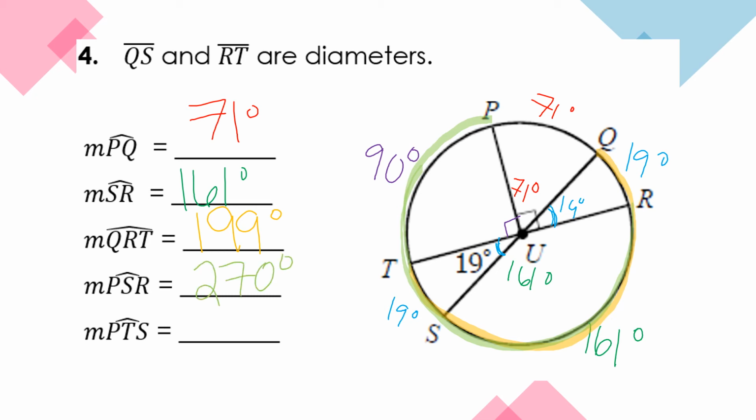And then our last arc that we're looking at is arc PTS. So that's actually not a major arc, even though it uses 3 letters. So P to T to S is 90 and 19. So you're looking at 109 degrees.